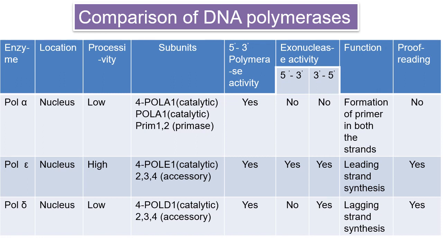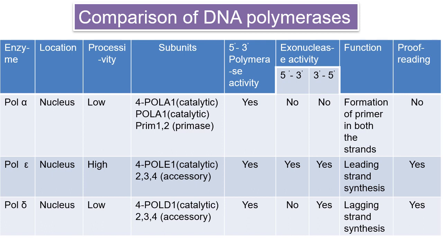Here I am giving some more details on DNA polymerases and their comparison in tabular form for better understanding. Here I have provided their location. All of them are located within nucleus. Their processivity: polymerase epsilon has the highest processivity compared to polymerase alpha and delta. Subunits, I have already explained their structure. 5 to 3 prime polymerase activity, all of them have the 5 to 3 prime polymerase activity. 5 to 3 prime polymerase activity means if they can add bases from 5 to 3 prime direction or not.